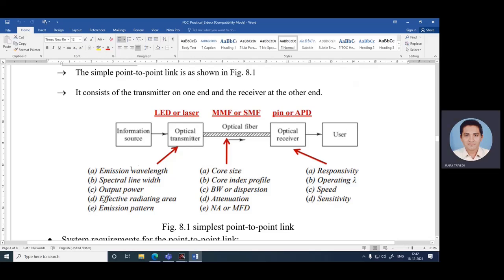Optical transmitter consists of emission wavelength, spectral line width, output power, effective radiating area, emission pattern. Optical fiber consists of core size, core index profile, bandwidth, dispersion, attenuation, numerical aperture, MFD. And optical receiver consists of responsivity, operating wavelength, speed, and sensitivity.